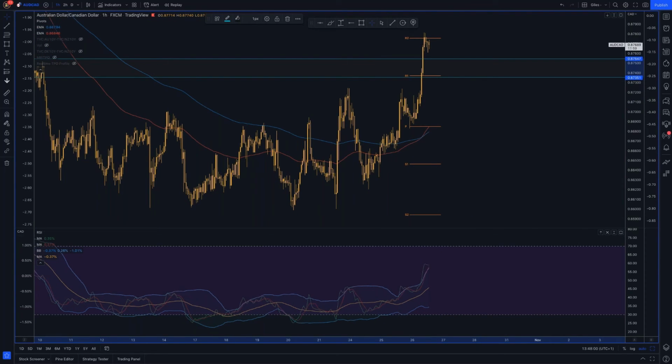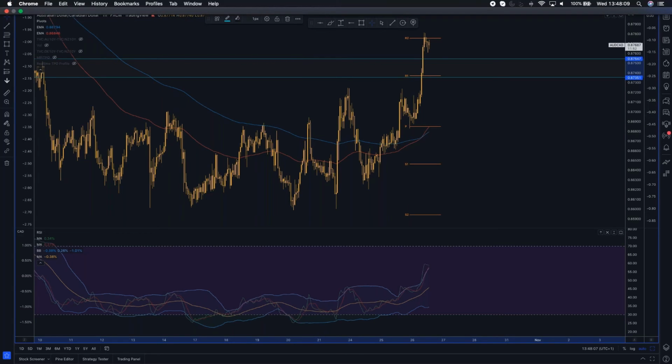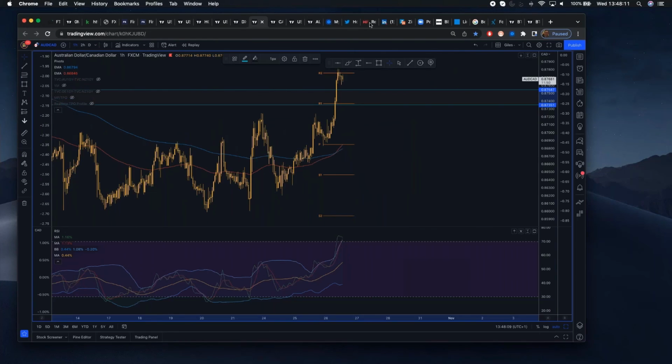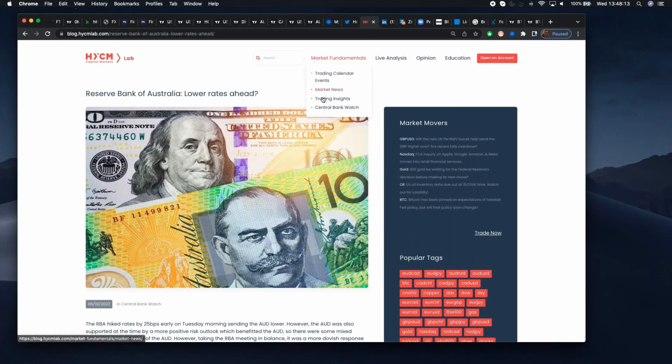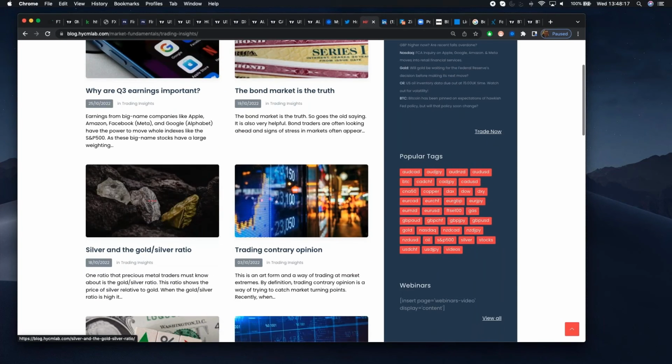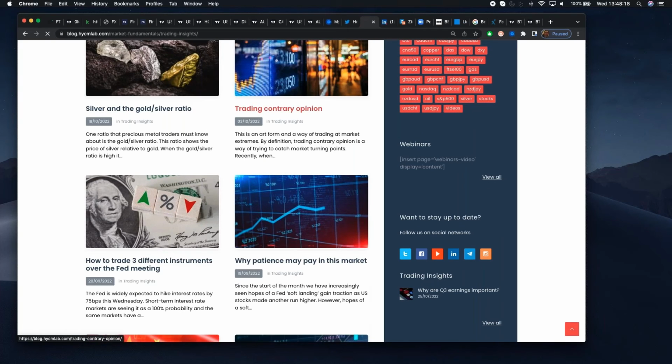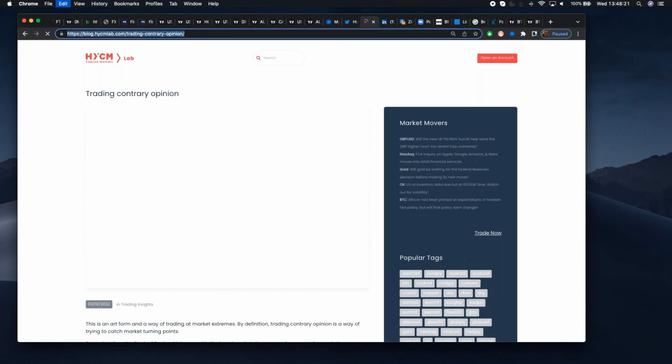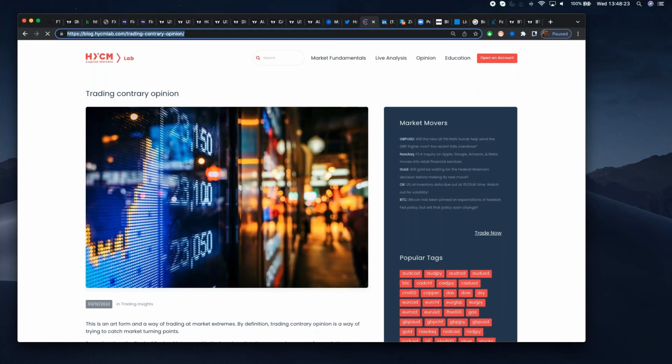Just going back to Charles' point about the pound finding some relief at the moment. It is, right? One of the key market dynamics I've written on this here. There's a key market dynamic that you need to look at. It's on Trading Insights. Here we go, Trading Contrary Opinion. Now, I've seen this played out very clearly for me.